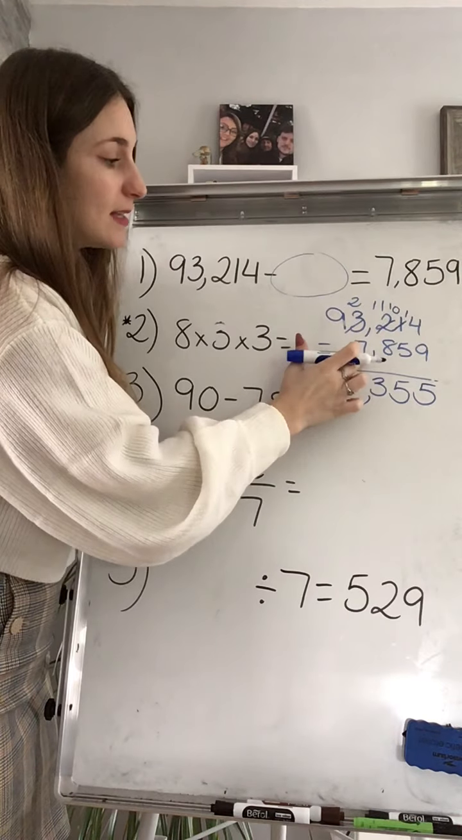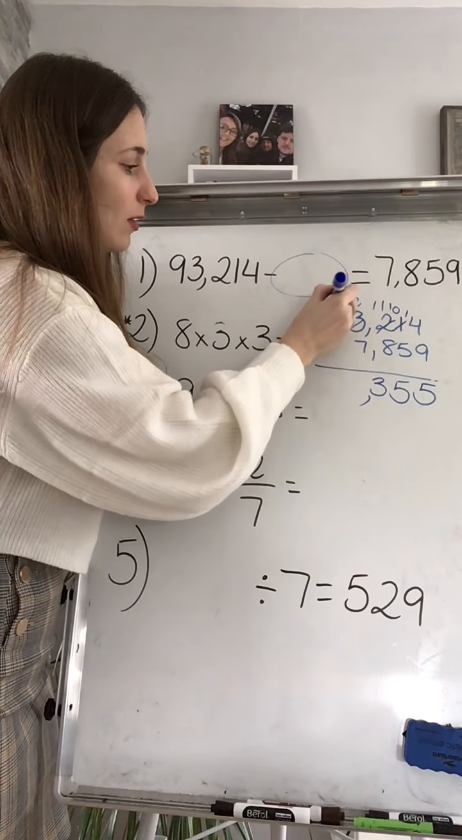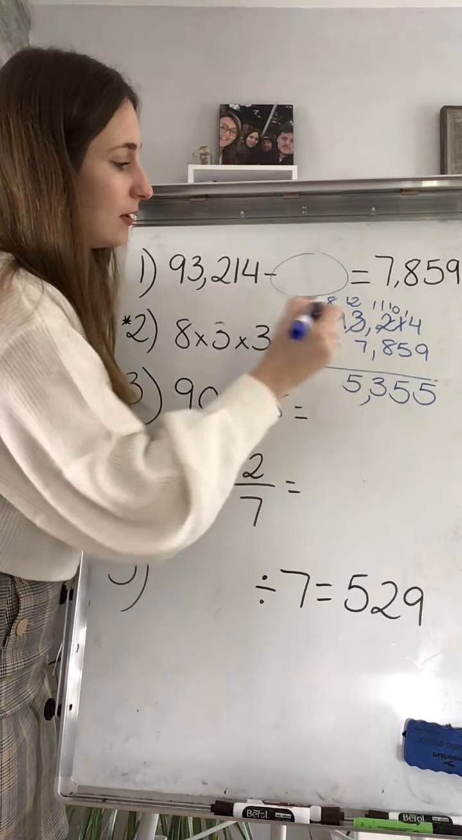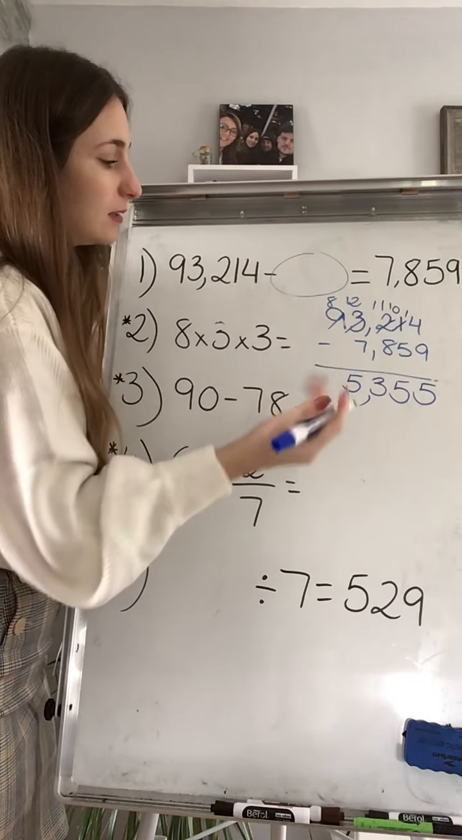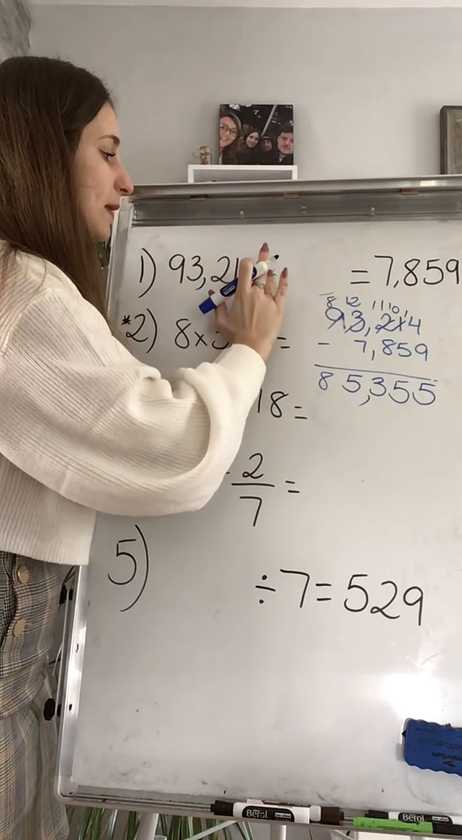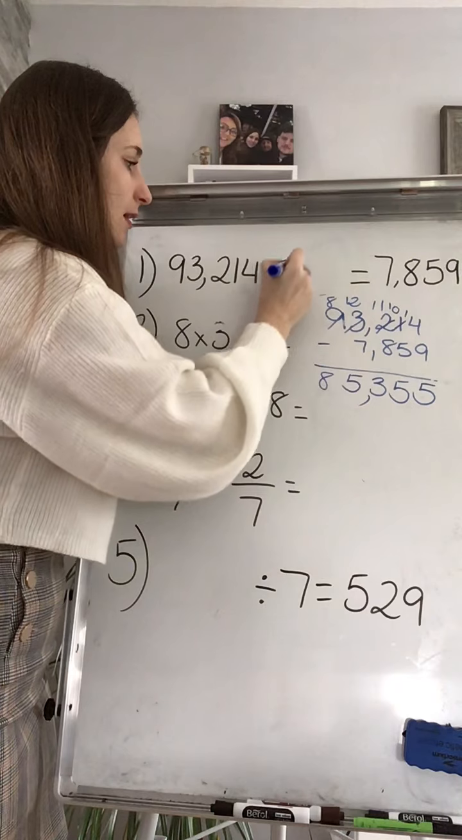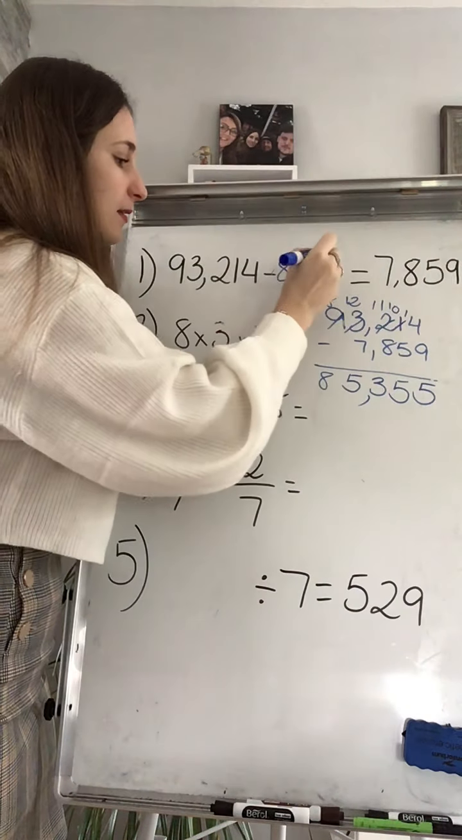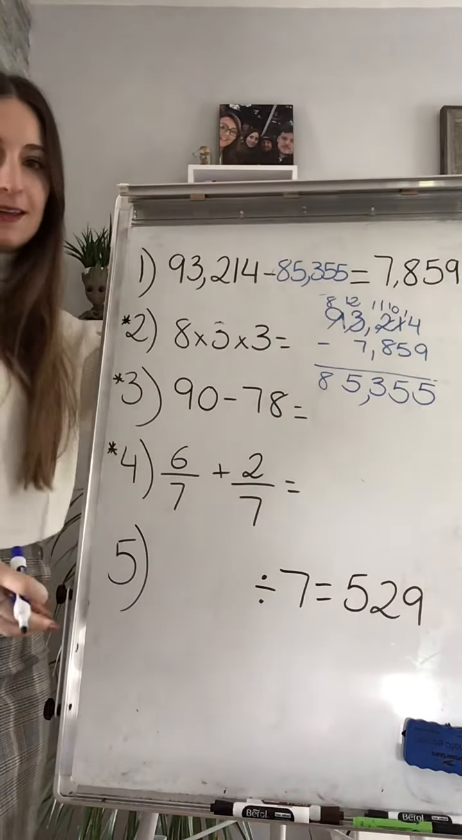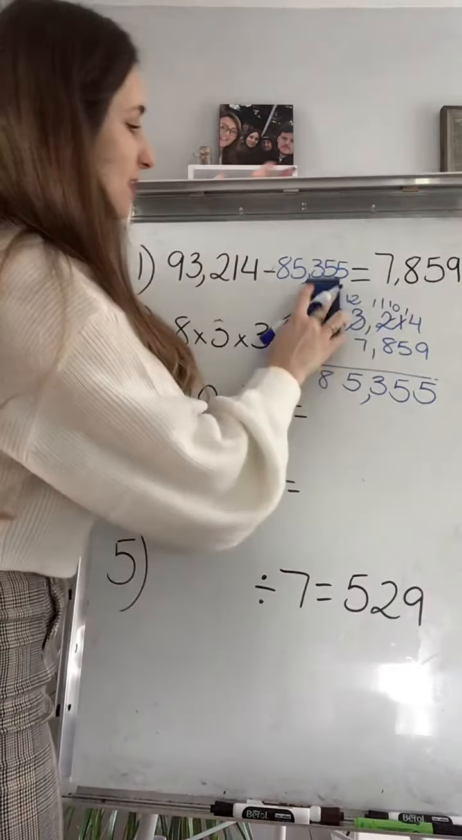2 take away 7, I cannot do that, so I need to exchange. 12 take away 7 is 5. And 8 take away nothing is 8. So your answer should be 85,355. Okay?